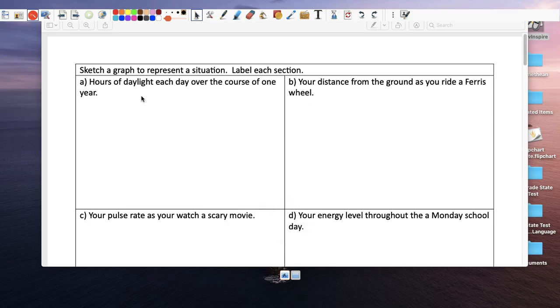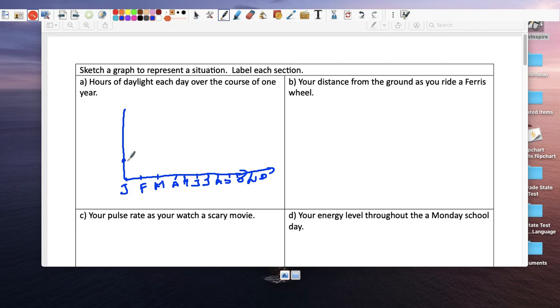All right, so sketch a graph. So basically, what we did today. So here's a graph over the course of 1 year, right? So let's start with January, February, March, April, May, June, July, August, September, October, November, December. The hours of daylight. So in January, the daylight hours in winter are a little bit lower. So let's just start over here.